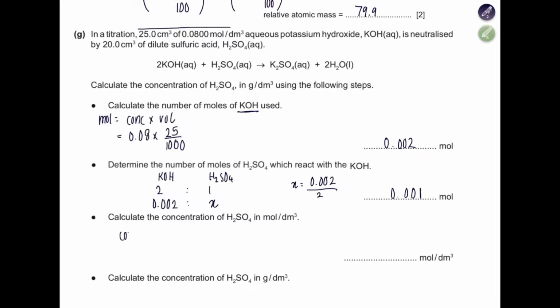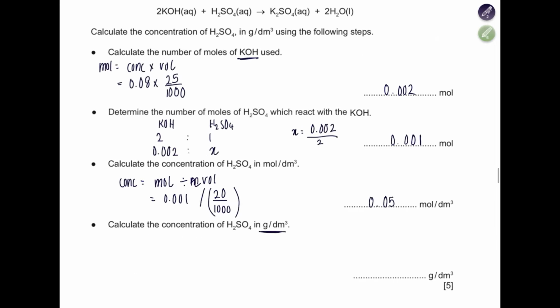Next, calculate the concentration of H2SO4 in mole per decimeter cube. So concentration is moles divided by volume, 0.001. What is the volume of sulfuric acid? It's 20 centimeter cube, 20 divided by 1000, and we get 0.05 moles per decimeter cube.